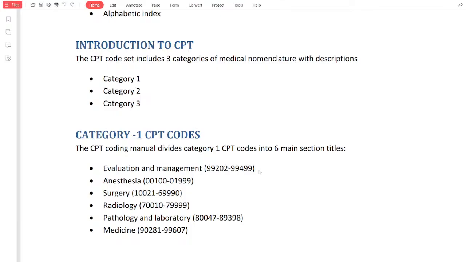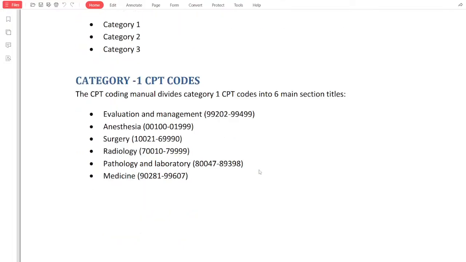Next is pathology and laboratory, which contains lab tests and some conditions of particular disorders. It's completely laboratory, I mean blood tests, urine tests, etc. The code range is 80047 to 89398. Then medicine, which includes medicine-type services, 90281 to 99607. Clear?